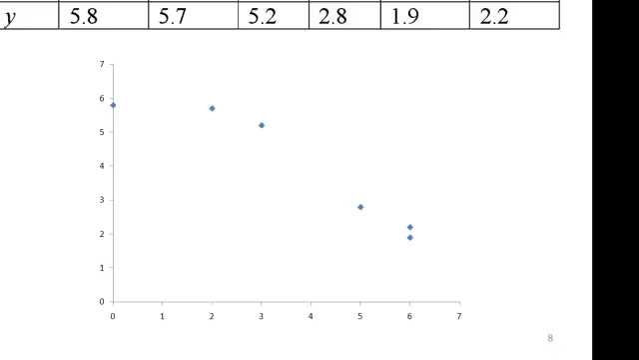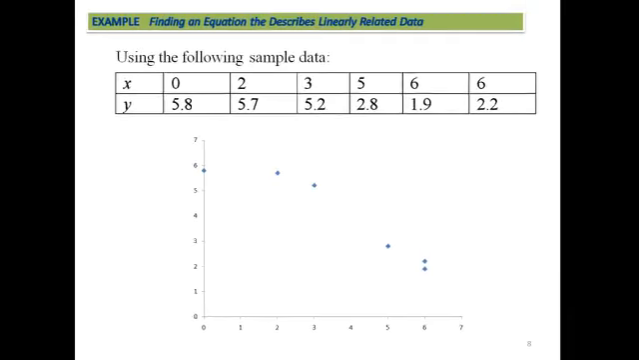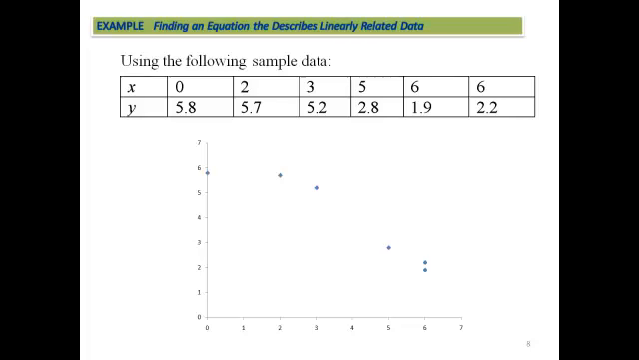Now, here's one idea. Let's select 2 points out of our 6. Say the points 2, 5.7, and 6, 1.9.